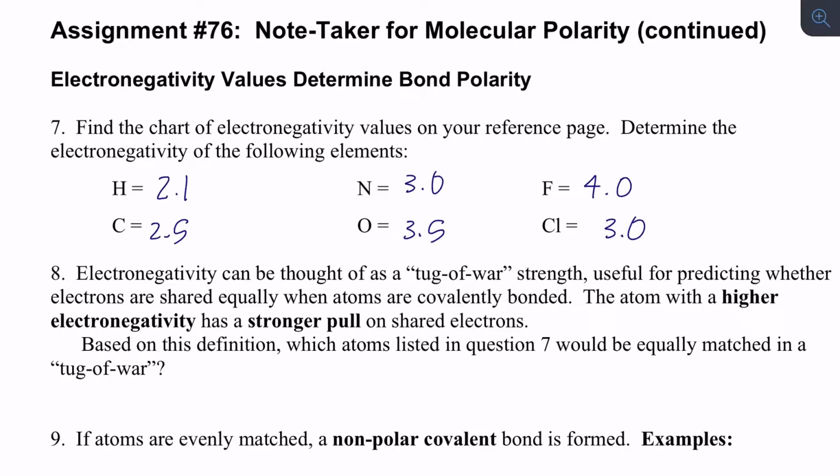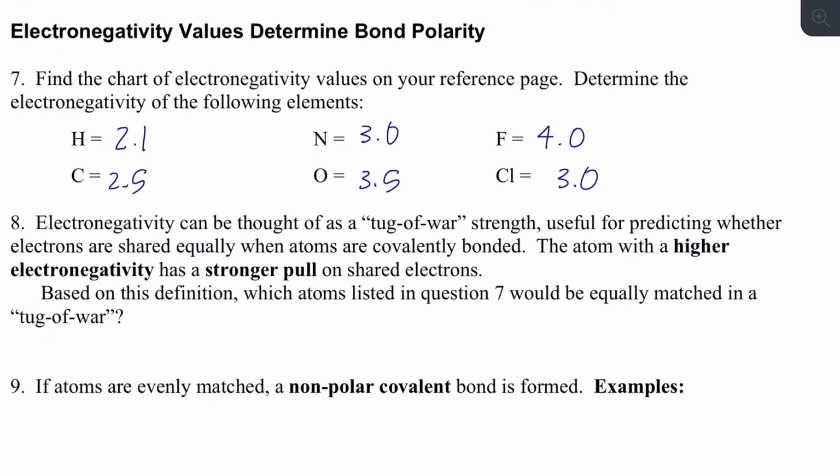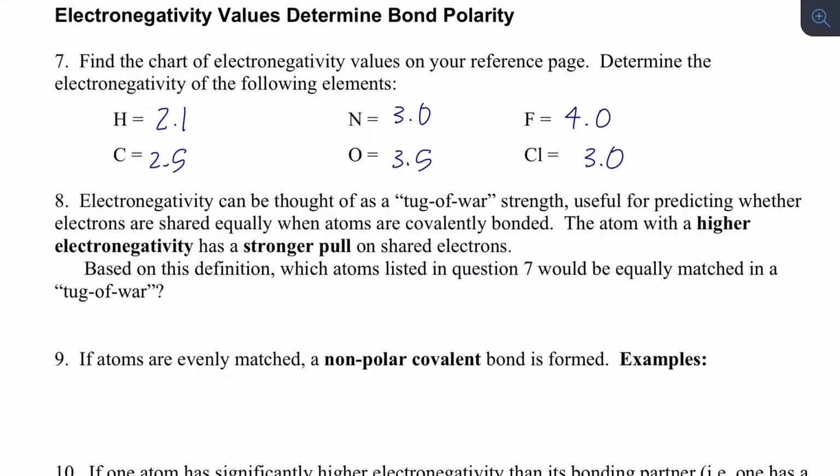These numbers have no units. They're relative numbers. So they looked at the unequal sharing of electrons between two atoms, and they assigned it an arbitrary number. So they're all relative to each other. So the atom with the higher electronegativity has the stronger pull.